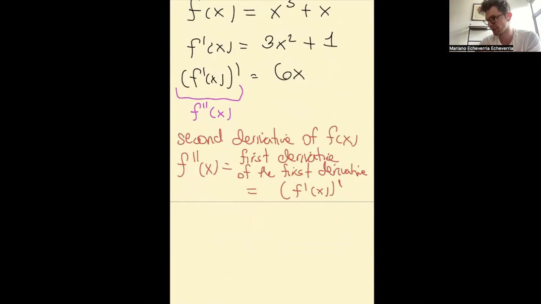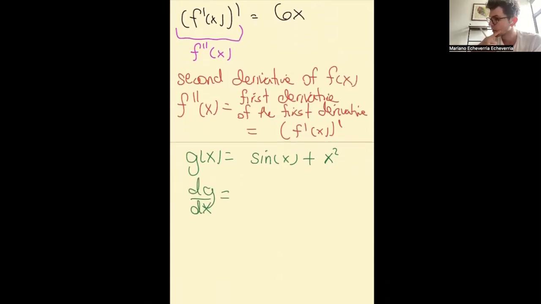Let's say I gave you another function that's called g of x. Well, just to do something simple, like sine of x plus x squared. What is the first derivative of g of x? Well, the derivative of sine is cosine, right? And the derivative of x squared is 2x. So that would be the first derivative of g of x. And then we need to take the derivative of that again. That's the way you would find the second derivative.